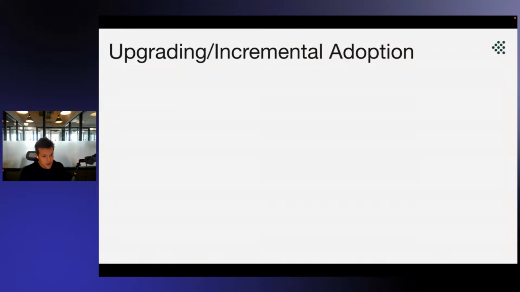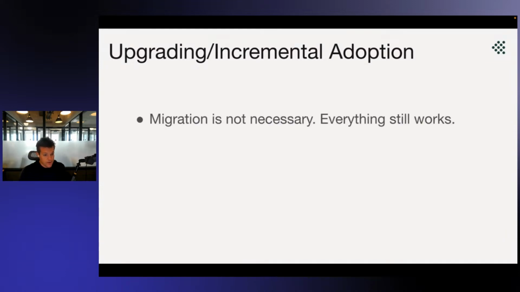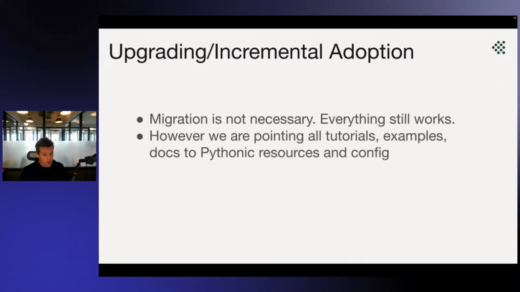So let's talk about upgrading or incremental adoption here. First of all, migration is not necessary. All of this stuff is backwards compatible and everything still works. However, we have super high conviction that this is the right API going forward. So alongside this release, which unexperimentalizes these capabilities, we're also going to move over all of our tutorials, all of our examples, all of our docs to lead with this API.